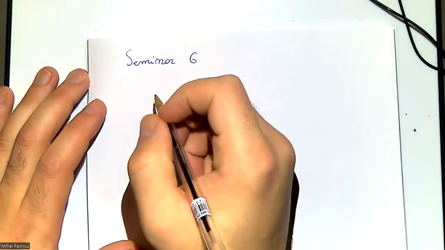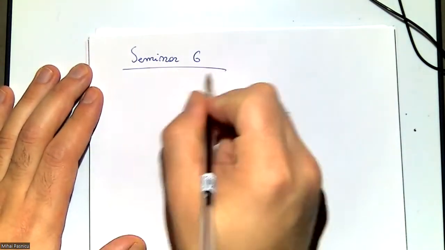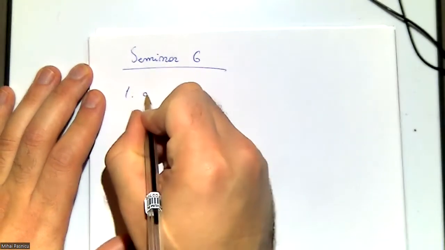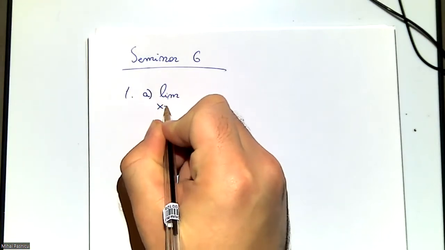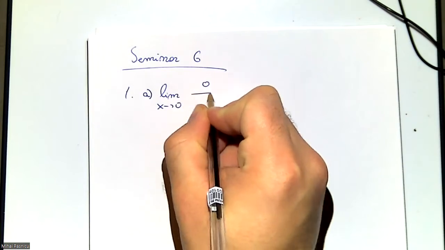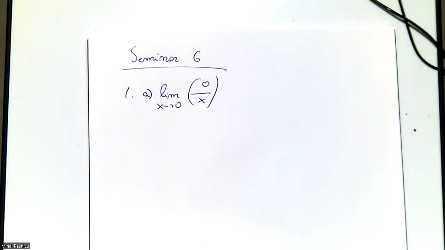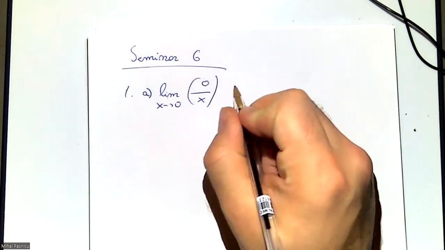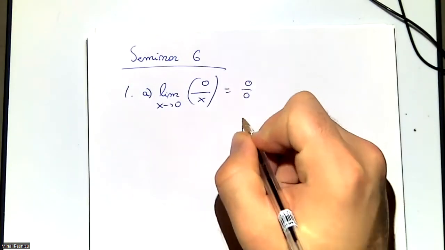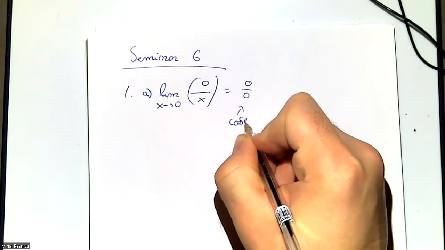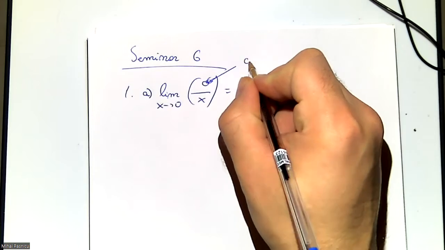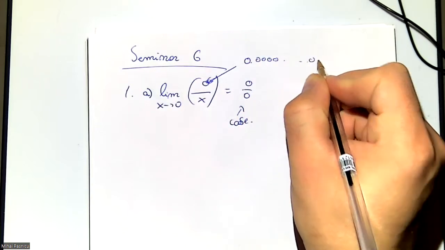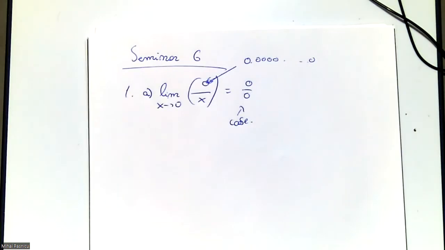So number 6. In problem 1, we're asked to evaluate the limits without L'Hopital. We're going to do the first one, which is the limit as x goes to 0 of 0 over x. And this might be a little bit tricky because you're tempted to say that you have a 0 over 0 case. But the difference is that this is actually 0, like in the sense that it's 0.0000, no ones, it's just 0.